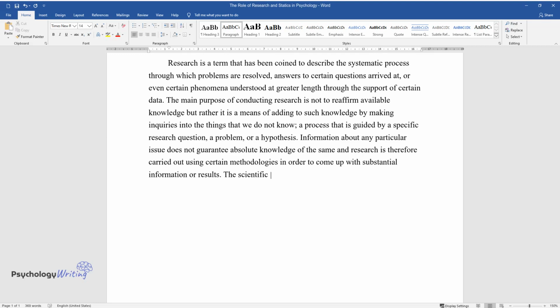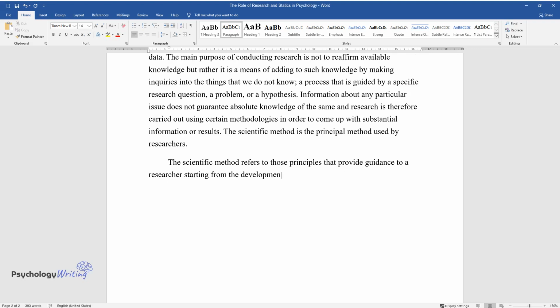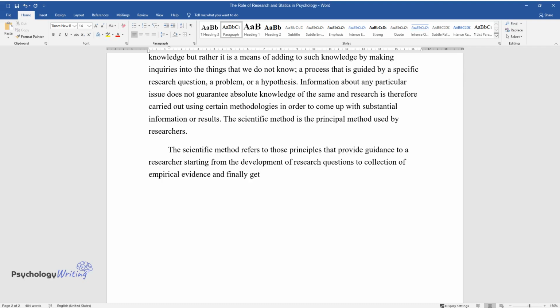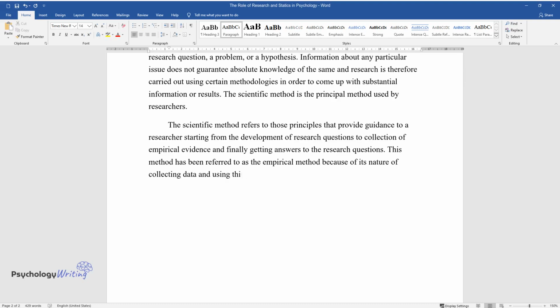The scientific method is the principal method used by researchers. The scientific method refers to those principles that provide guidance to a researcher, starting from the development of research questions to collection of empirical evidence and finally getting answers to the research questions. This method has been referred to as the empirical method because of its nature of collecting data and using this data to come up with various theories of scientific conclusions.